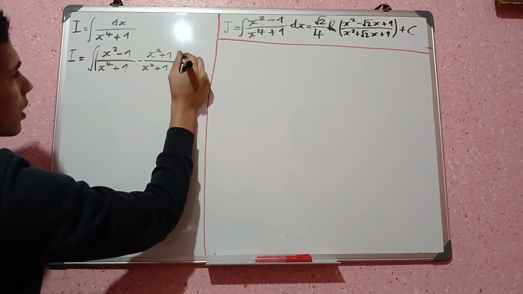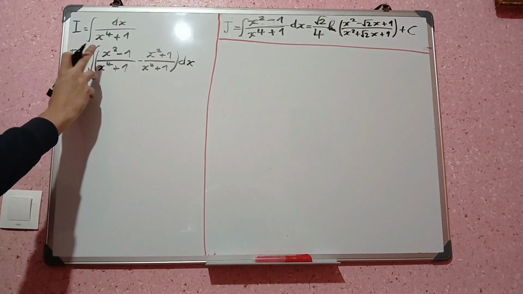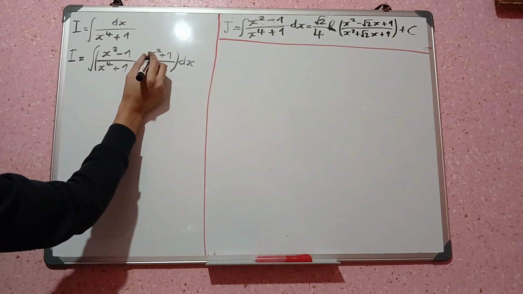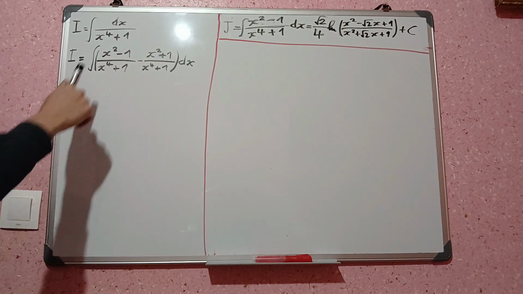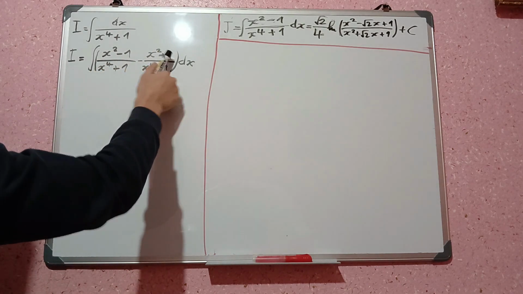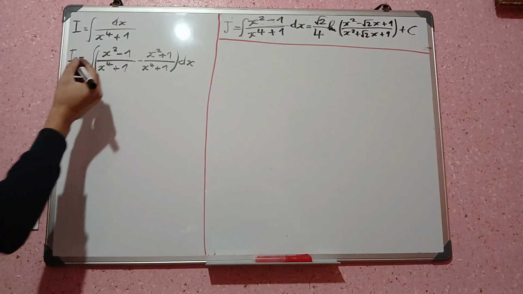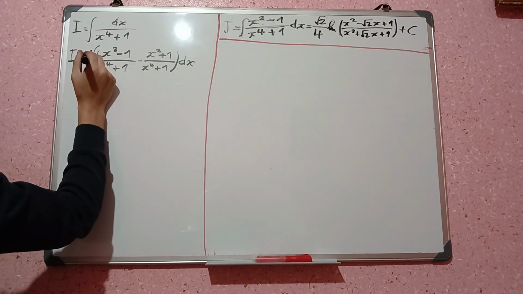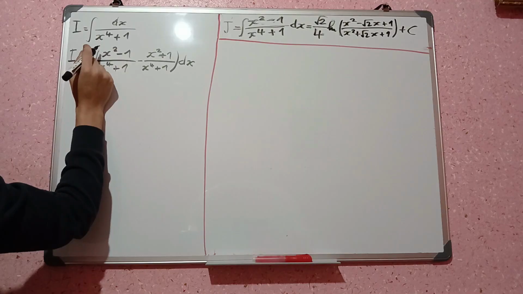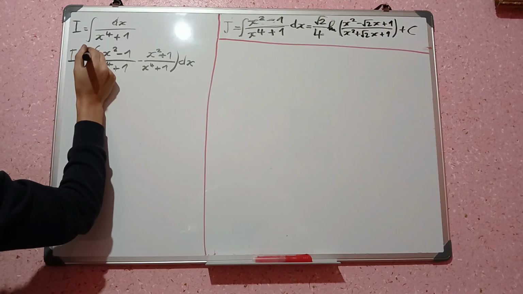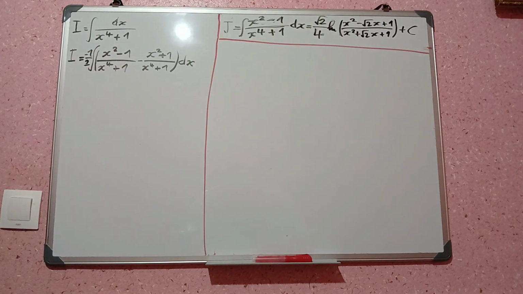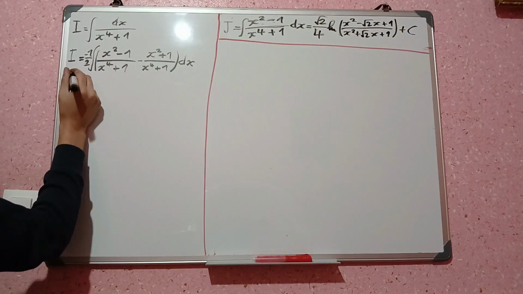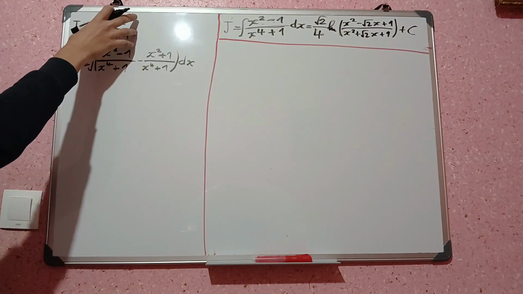dx. So let's check. x squared minus x squared is 0. Minus 1 is minus 2. So let's put minus 1 over 2 here, so that we preserve the same value of this integral.